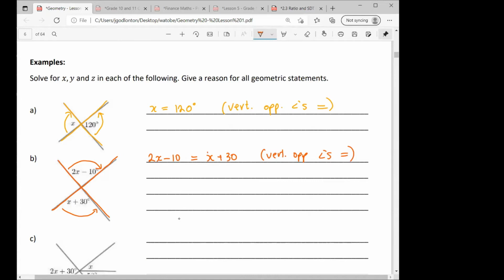Like we spoke about on Monday, it's just a normal equation. I want to get my x's on one side and my numbers on the other side. I'm going to have 2x minus x on the left, because remember, change your sign when it moves. On the right, I'm going to have 30 plus 10. 2x minus 1x is x, and 30 plus 10 is 40. And so I have found what x is.